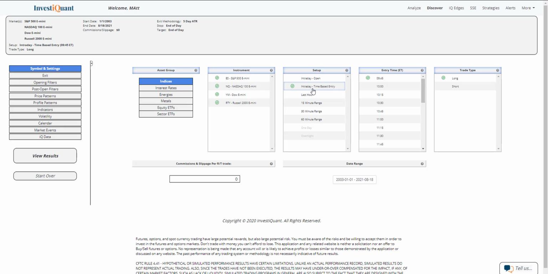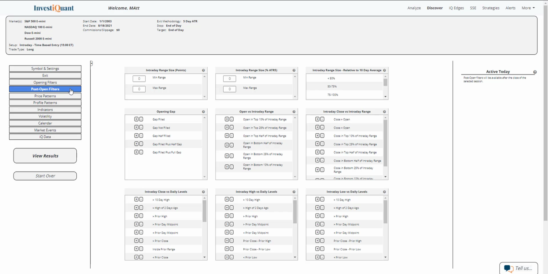We've got all 4 instruments selected. The intraday time-based entry we're going to set to 3 p.m. Eastern time. It'll exit at 4:15 p.m. Eastern time. Now for this study, we're going to be setting this up as we have an inside day that is forming. So you can do that within the post-open filters by going into the intraday high versus daily levels.